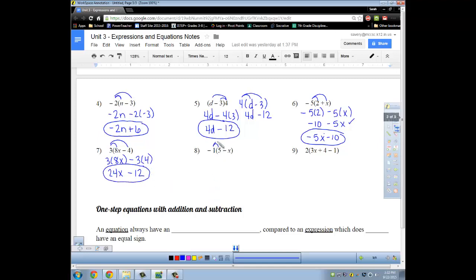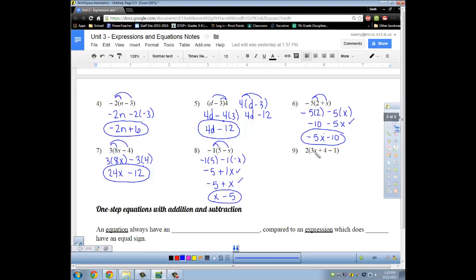Number 8, negative 1 times 5. Then I have negative 1 times negative x. So negative 1 times 5 is a negative 5. Negative 1 times negative x, negative times a negative is a positive, so I actually get a positive 1x. Remember though that we don't actually need that 1. So if we wanted to, we could take that 1 out, call it negative 5 plus x. And then also remember we could write it with our variable first, so I could switch around my x and my negative 5. So this is the best answer, but I will still accept these other two if you forget to turn it into the x minus 5.